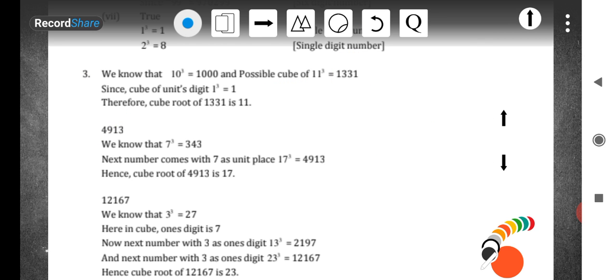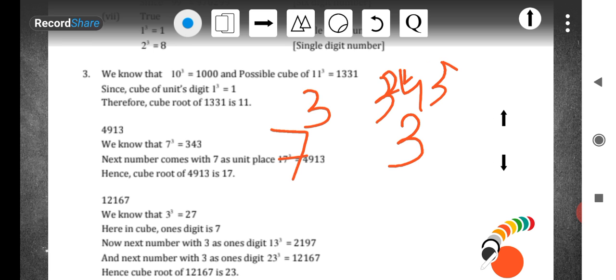We know what we have learned. We have learned that if the unit place is 3, then that number should be a cube of 7. Now, cube of 7 is how much? 343. Now what is our given number? Our given number is 4913, which is much bigger than 343.